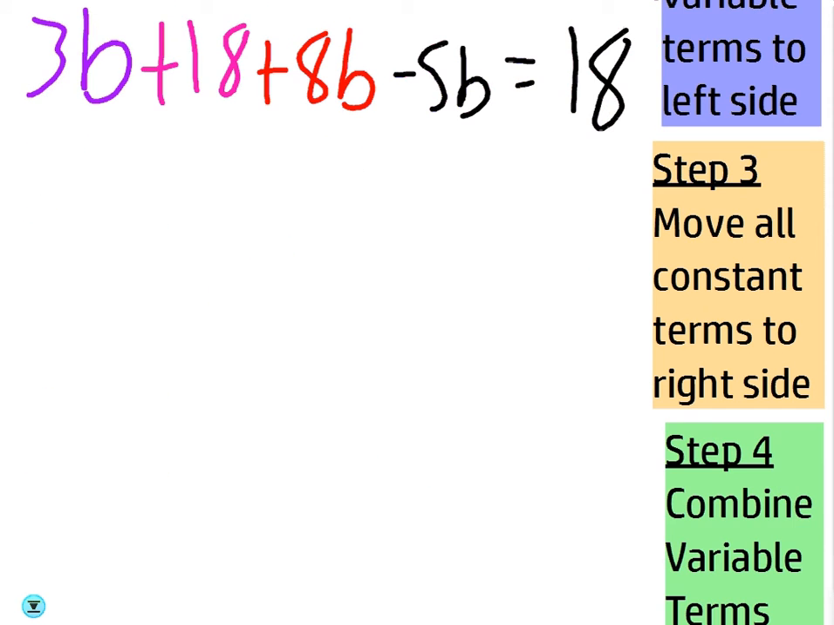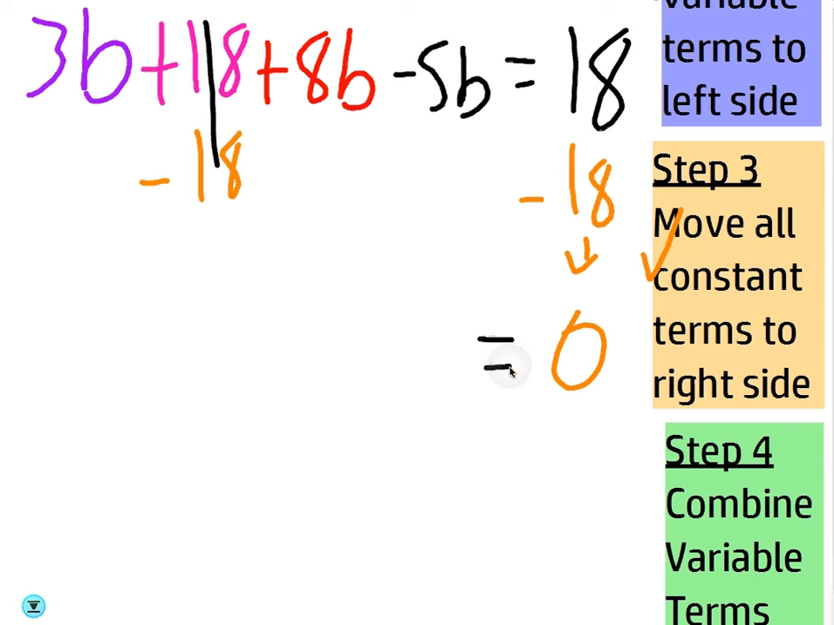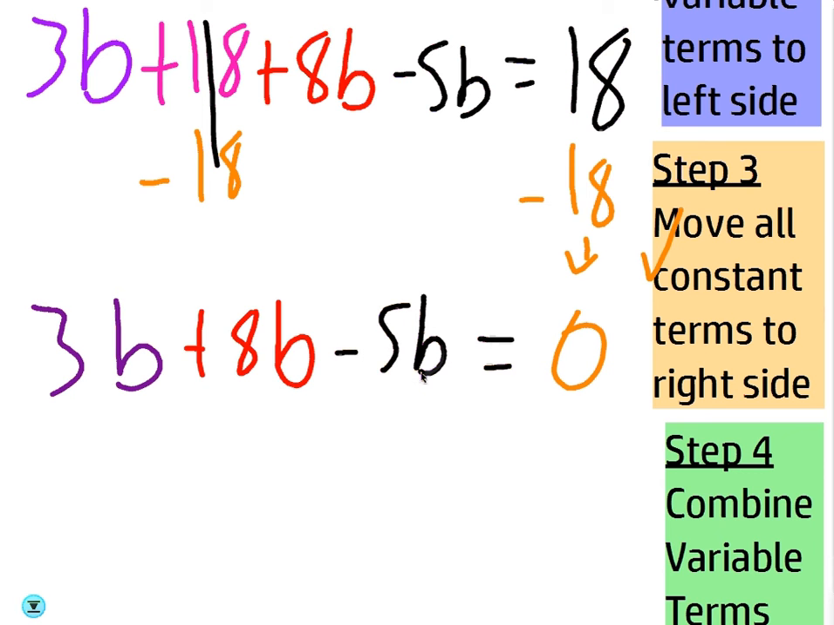Now we're going to take all the constant terms and move them to the right. So we need to take that 18, which is a constant, subtract it. Now 18 minus 18 is 0. And that's going to cancel on the left. So we have 3b plus 8b minus 5b equals 0. So yeah, I still think it's just better not to combine until the end. I think you're less likely to make a mistake.